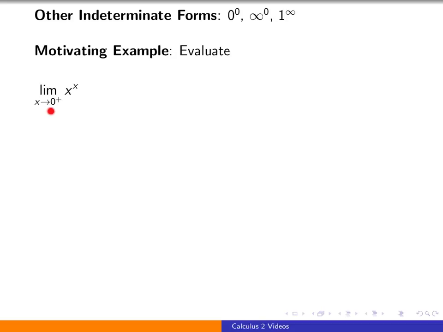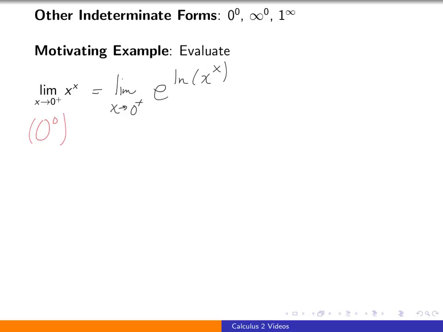The limit as x approaches 0 from the right of x to the x. So as x goes to 0, x goes to 0. So this is an indeterminate form of type 0 to the 0. And the motivation I'm going to have here is I'm going to think about if I wanted to differentiate this function x to the x, how would we have to rewrite that? We would rewrite it using properties of exponentials and natural logs. We would say this is equivalent to e to the natural log of x to the x.